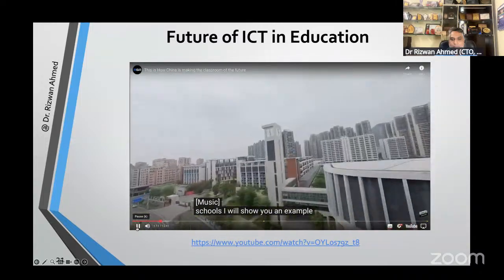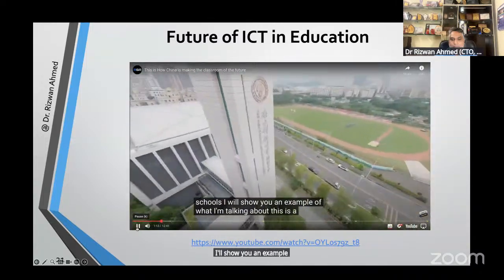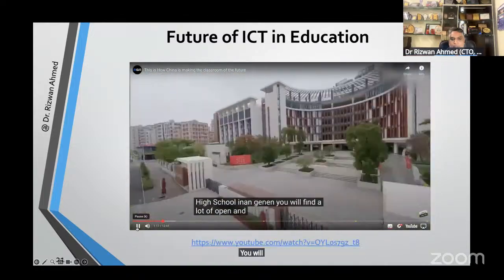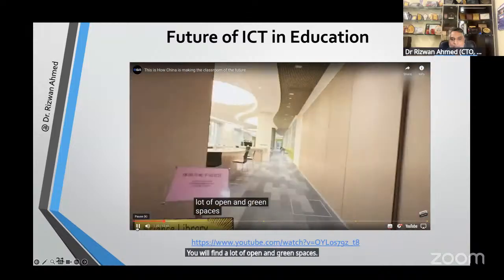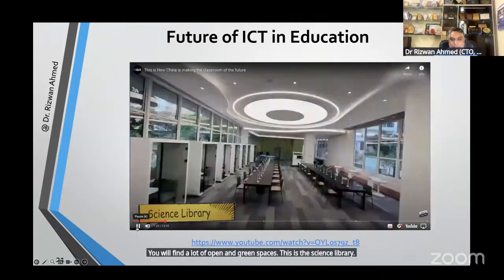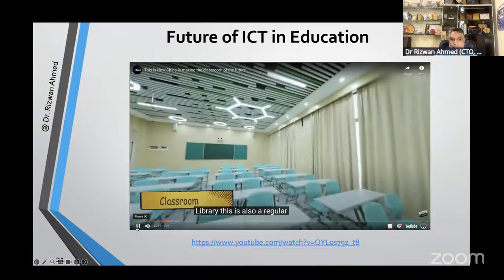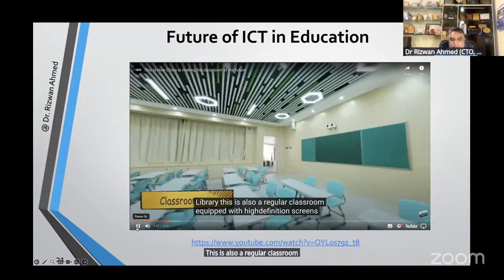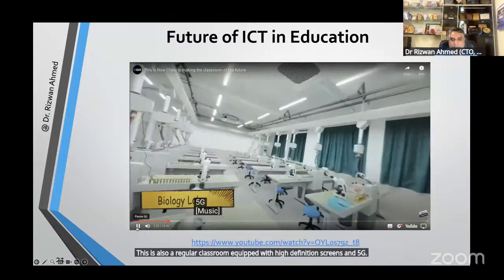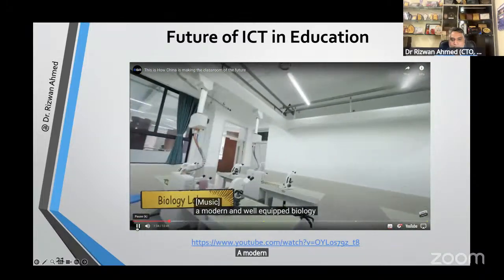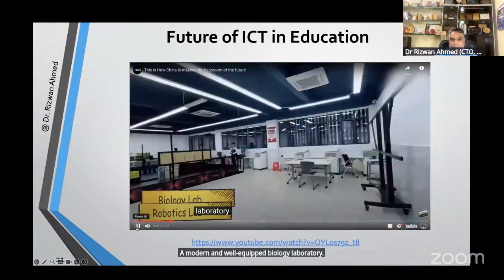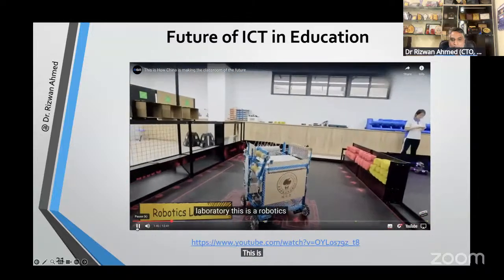I'll show you an example of what I'm talking about. This is a regular high school in Shenzhen. You will find a lot of open and green spaces. This is a science library. This is also a regular classroom equipped with high-definition screens and 5G. A modern and well-equipped biology laboratory. This is a robotics lab.